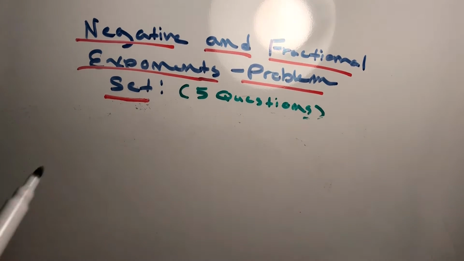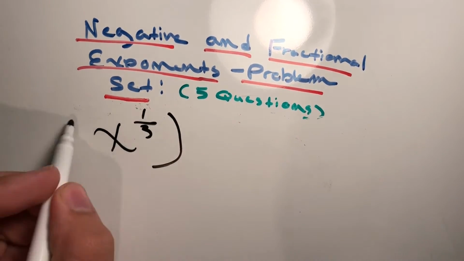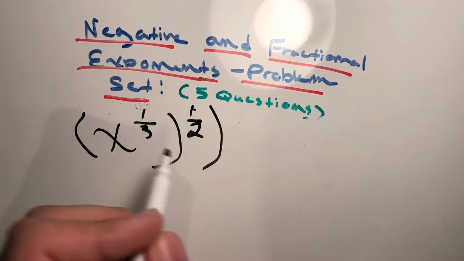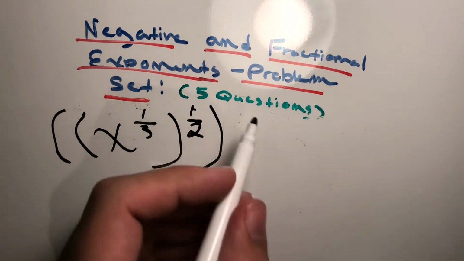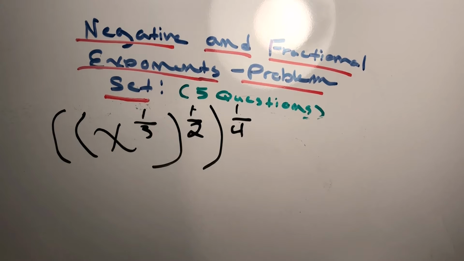So what if I had x to the 1/3 to the power of 1/2 to the power of 1/4? Great. What would this end up being? We have an example here to test our repeated application of law 2, right? So what would this end up evaluating to?